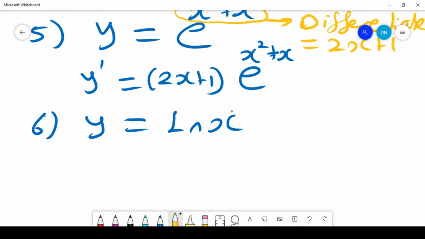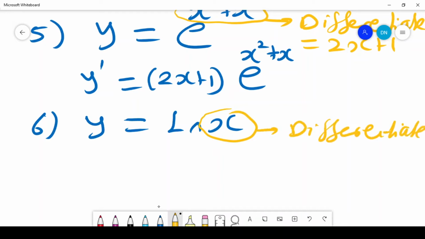Then we take this, we differentiate it. So when we differentiate, the solution becomes, after differentiating x, you get 1. And then you divide by the original variable, which is x. So the first derivative of ln of x is 1 over x.